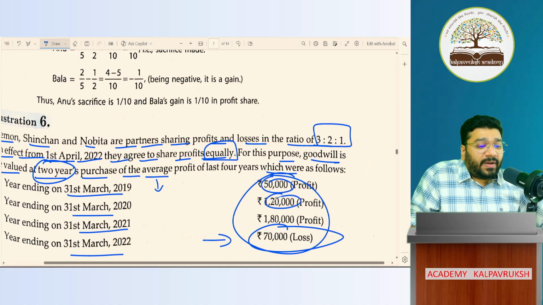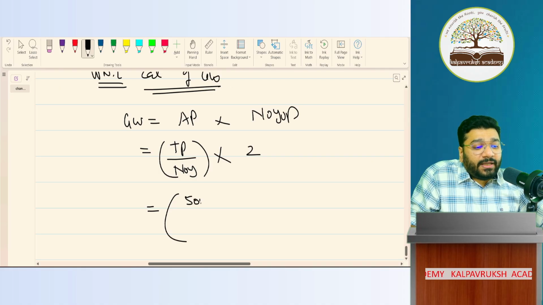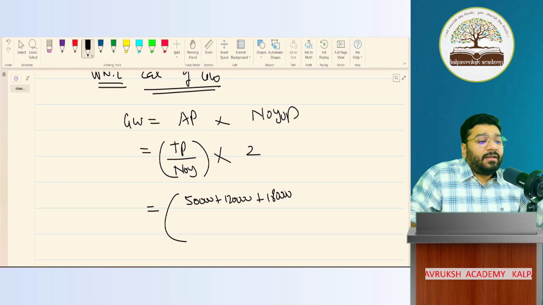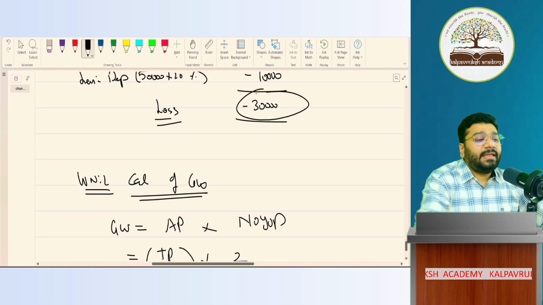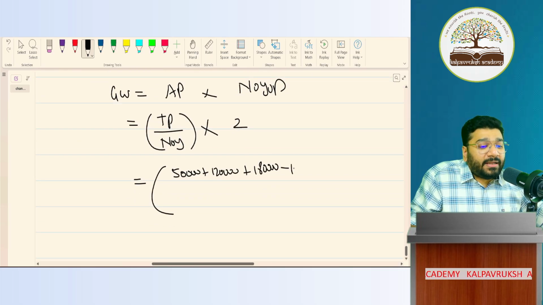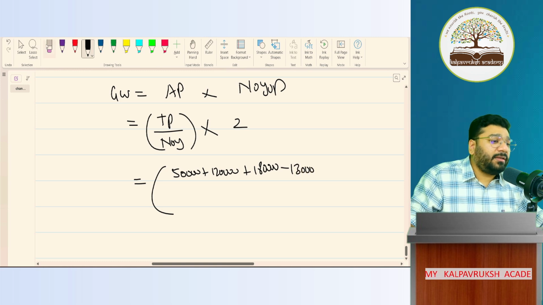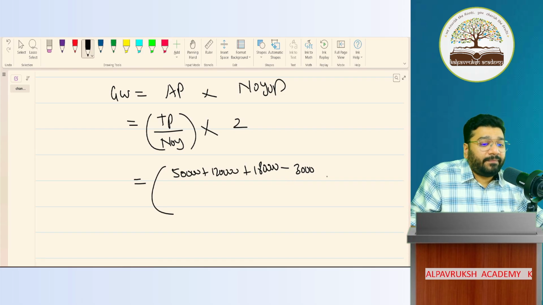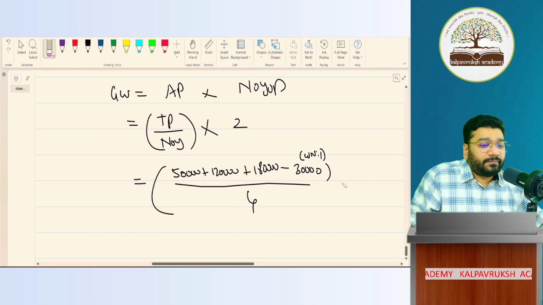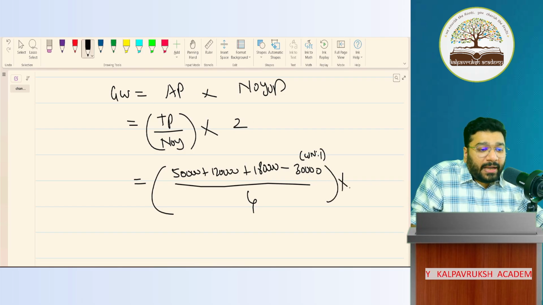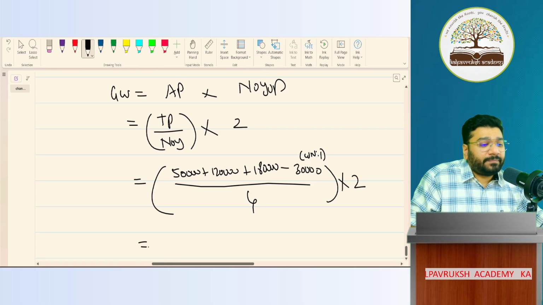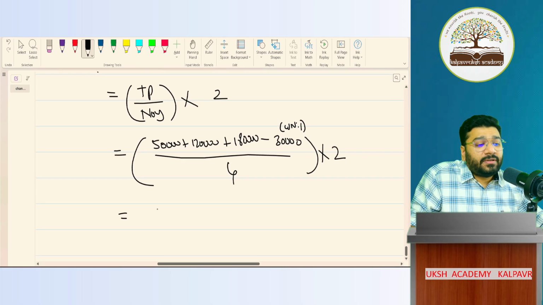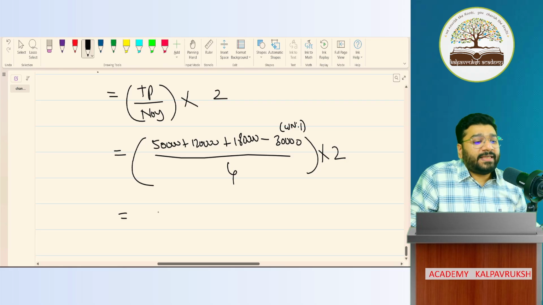Total profit, how do you take it? 50,000 plus 120 plus 180. And here minus 30 coming from working note 1. Put here a reference to working note number 1. The whole divided by 4, and the whole multiplied by 2, the number of years of purchase. Tell me, people. 160 is the average profit.